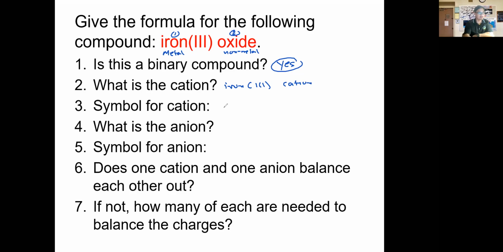So all we have to do then is write down the symbol for iron, because that Roman numeral right there tells us the charge already. It's that simple. As long as you remember that in the stock system, the Roman numeral gives us the charge, that becomes very simple.